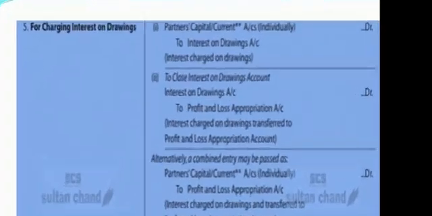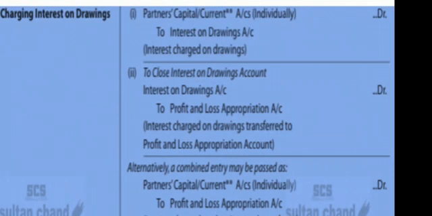Now, next is interest on drawing. You know, for charging interest on drawing, the reverse entry will be done. Interest on drawing is an income, so it has to be credited. Then what is to be debited? Obviously, partner's capital account. Partner's capital account debit to interest on drawings account. This entry is clear?